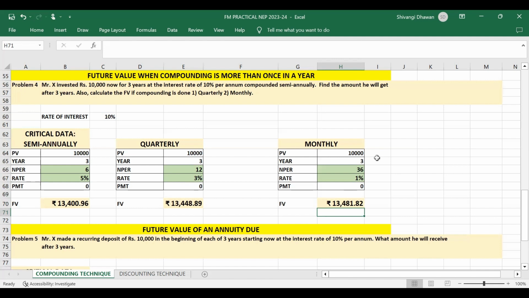So basically, to find the future values for different modes, adjustments are required in the rate of interest and number of periods, and this will solve your answers. This is where we complete all 5 cases of our compounding technique. I hope this video was helpful for you.